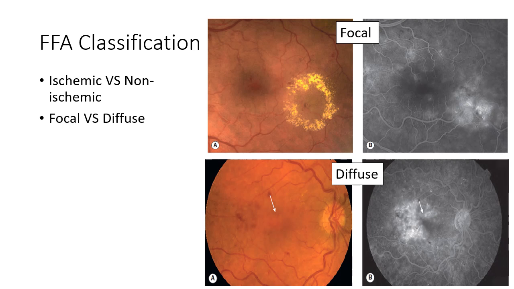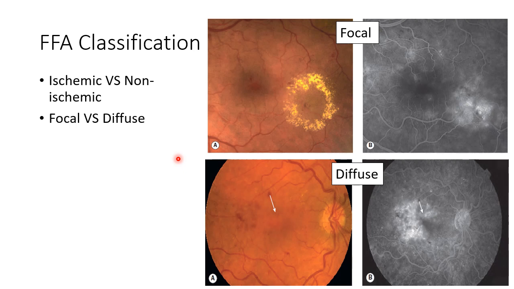Then the third is the FFA classification. Based on the appearance of the leakage of the fluorescein dye that is injected into the body from the retinal vessels, we classify. That is what FFA, or fundus fluorescein angiography, is about. It is just like the cardiac angiography that we know. It is the same, but it is visualization of the retinal vasculature.